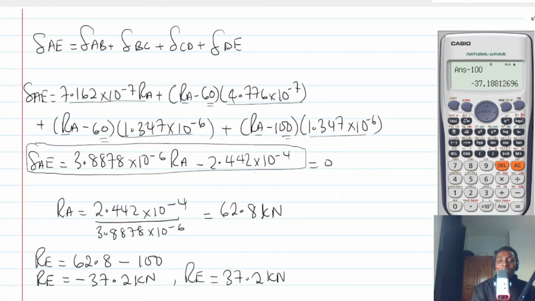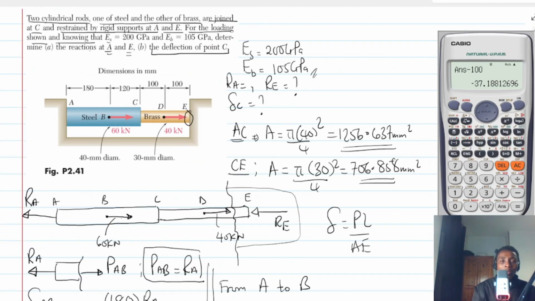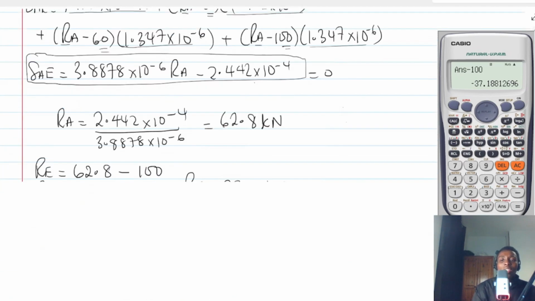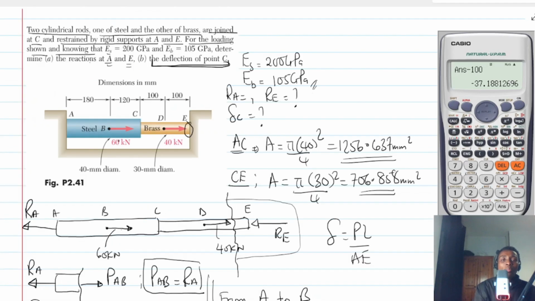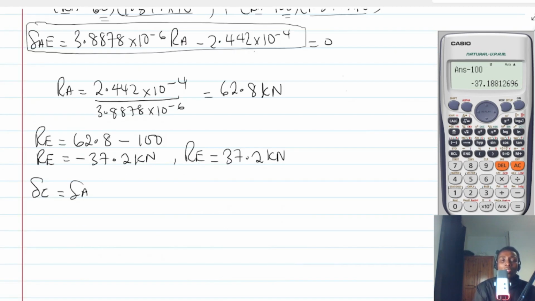Now, the last part of the question, he said that we should calculate the deflection at point C. To get the deflection at point C, what do you think it will be? The deflection at point C will be the deflection all the way here, meaning AB plus BC. So it's going to be the deflection of AB plus the deflection of BC. We have to just bring it down here and then substitute the values.